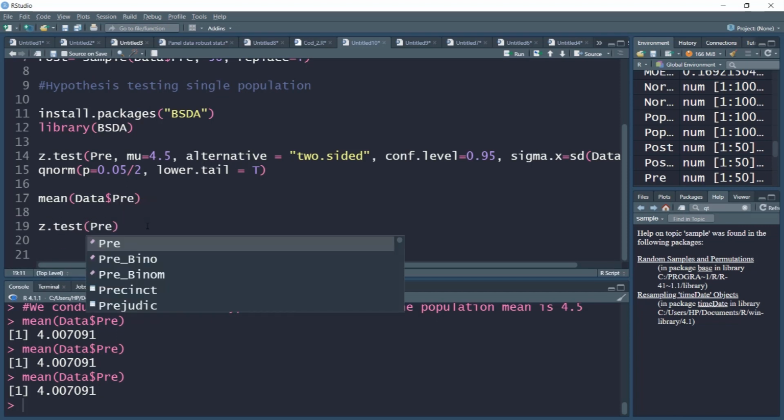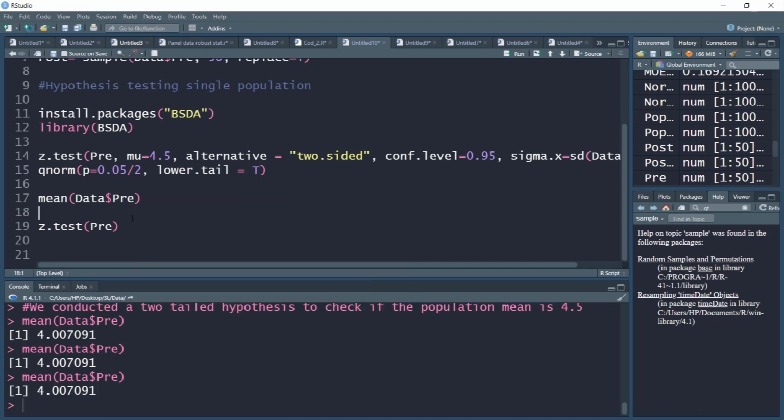So we can use our single tail hypothesis design, and for this we will again use the similar command, which is z.test, specify the pre. We'll specify the mean as 4.5. But now notice that I'm giving the alternative argument as greater. That means I want to check whether my mean is greater than 4.5.